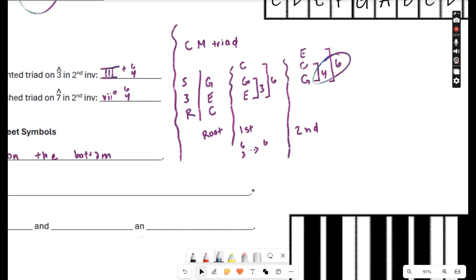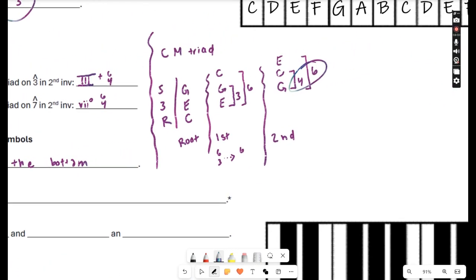So for example, let's do C major again. Your lead sheet symbols. If it's C major in root position, you just write a capital C. If it's in first inversion, you write a capital C, so the root is C and it's major, and then you write the slash and the note that's on the bottom, which in this case is E. And if it's in second inversion, you'd write capital C, slash G, because that's the note on the bottom.